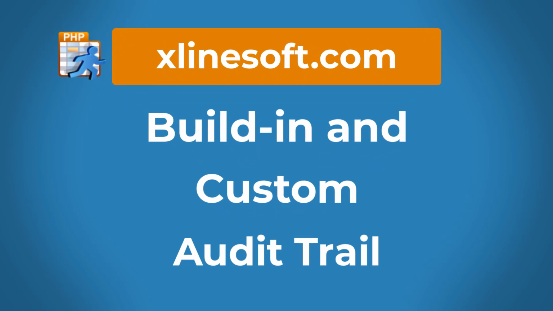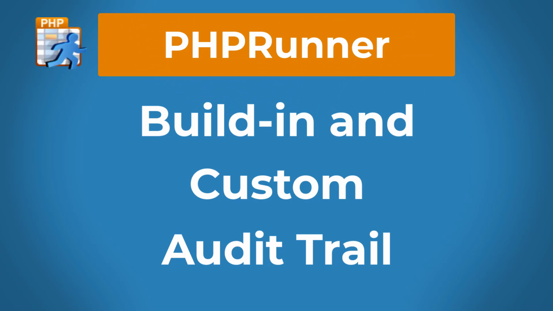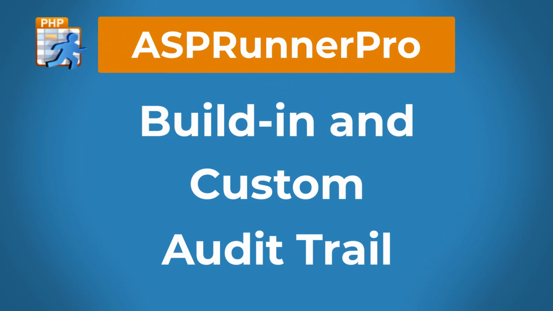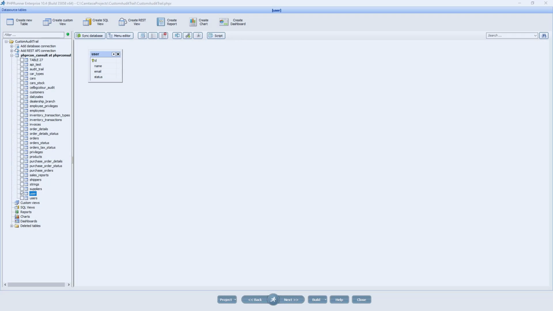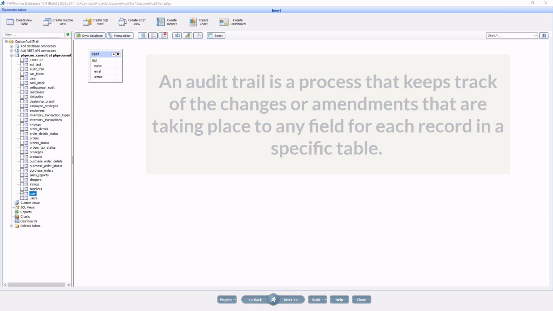Built-in and custom audit trail. This tutorial applies to PHP Runner, ASP.NET and ASP Runner Pro. An audit trail is a process that keeps track of the changes or amendments that are taking place to any field for each record in a specific table.